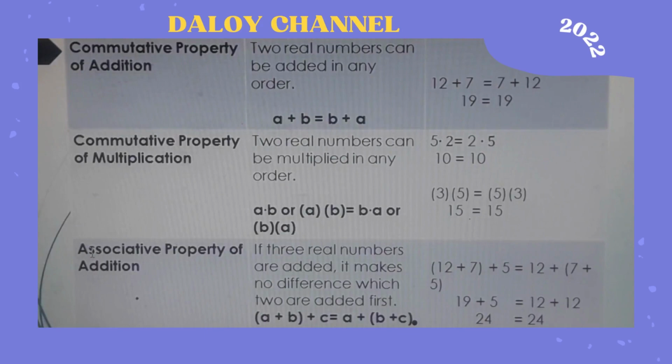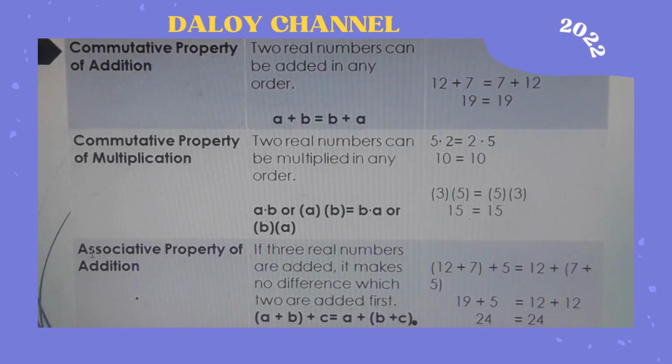The table is divided into 3 columns. We have the properties, then their meaning, then the given example for each property. So first is the commutative property of addition. Two real numbers can be added in any order, just like adding A plus B is equal to B plus A. It's true with the example 12 plus 7 is equal to 7 plus 12, and that is 19.